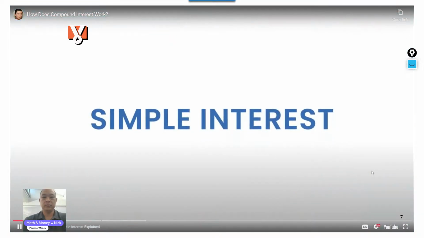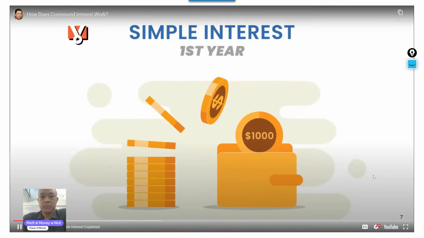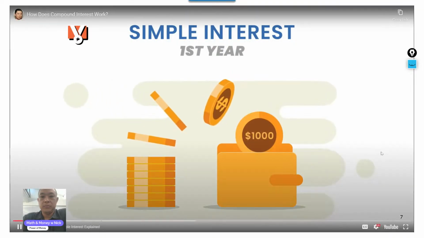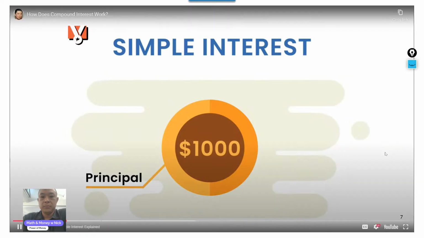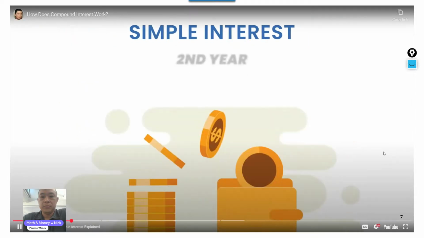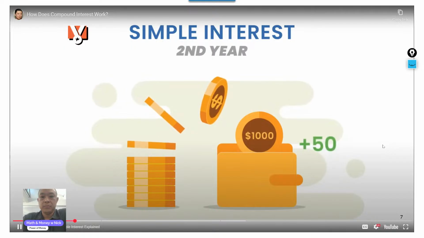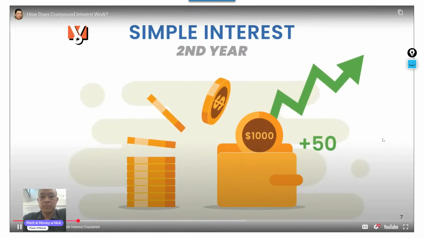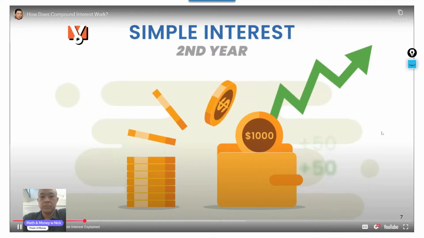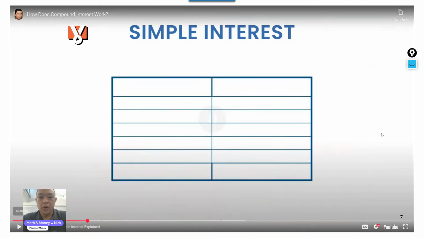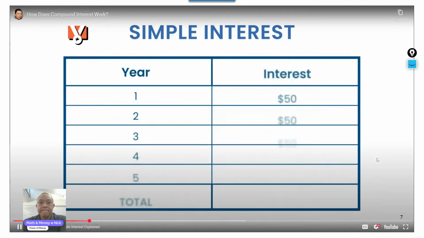But before we explore compound interest, it's helpful to understand simple interest. Simple interest is the interest you earn on just your principal. Let's say you invest $1,000 and earn 5% simple interest for 5 years. In year 1, you'll earn $50, which is 5% of your $1,000 principal. In year 2, you'll earn another $50, and each year thereafter, you'll continue earning.